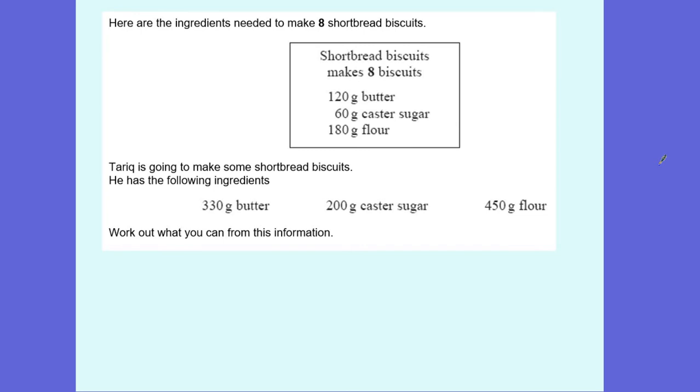Okay, Year 7, here's a question for you. Here are the ingredients needed to make 8 shortbread biscuits. Tarek is going to make some shortbread biscuits. He has the following ingredients. Work out anything you can from this information. Pause the video for 5 to 10 minutes and work out whatever you like about this information. Off you go.